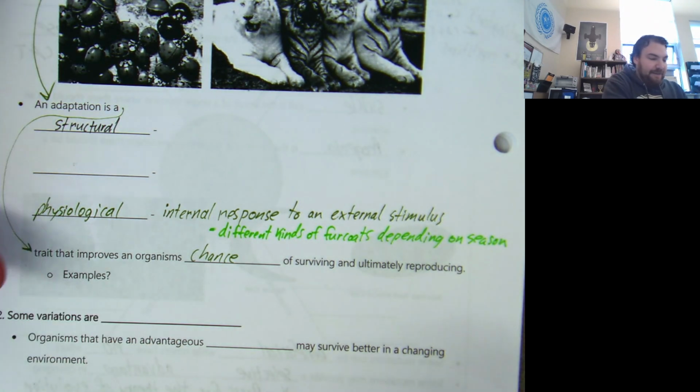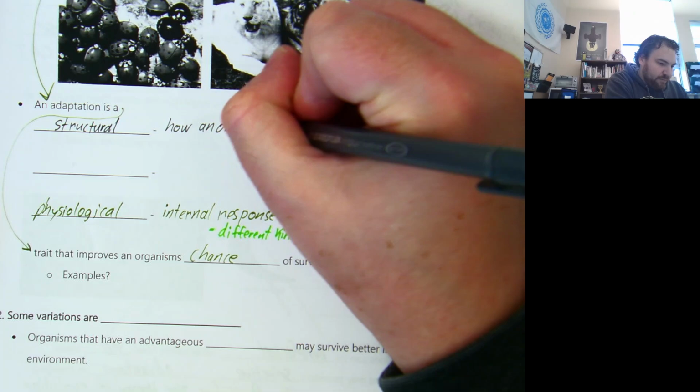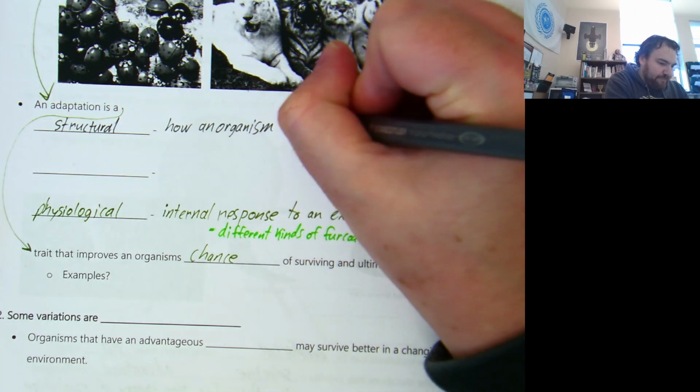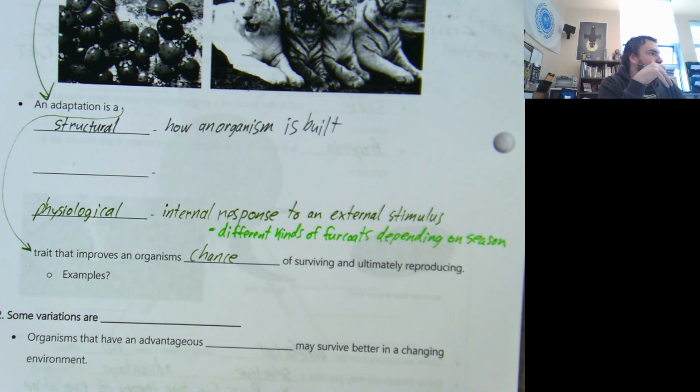A structural adaptation is how an organism is built. So forget the changing of a trait. This is just how an organism is. Huskies will always have thick fur coats. Most cats, almost all cats, can retract their claws. One species of cat cannot. Does anyone know the species of cat that cannot retract their claws?